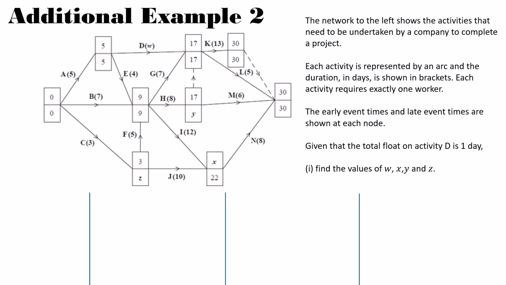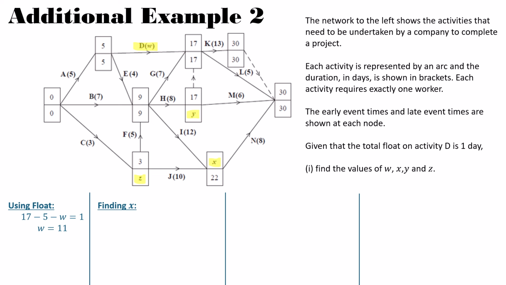So we have some unknowns. Rather than filling out the whole thing, they've given us a partially completed activity network with early and late times with 4 unknowns. So let's start with using the float that they gave us for D. The float is going to be 17 minus 5 minus W. That is the latest finishing time minus the earliest starting time minus the duration, and that should give us 1. And then that gives us W equals 11.